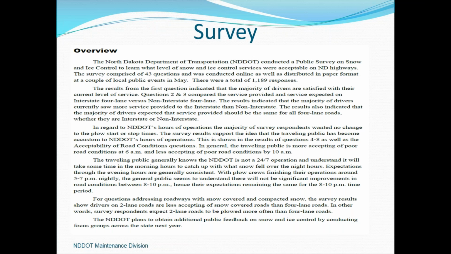The drivers are satisfied with our services. They want the same service on all 4-lane roadways, regardless of their classification. They did understand that we're not a 24/7 organization other than in our 3 urban areas. And they understood and accepted the fact that our start times are at 4 or 5 in the morning to 7 or 10 at night.